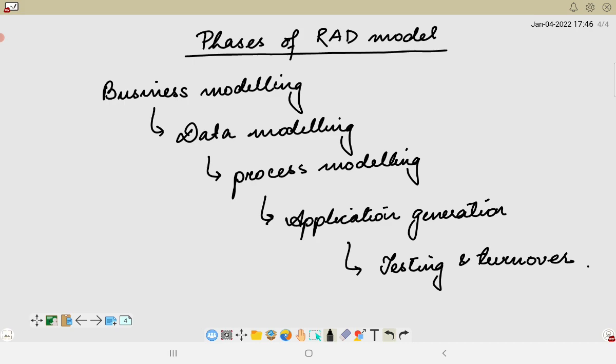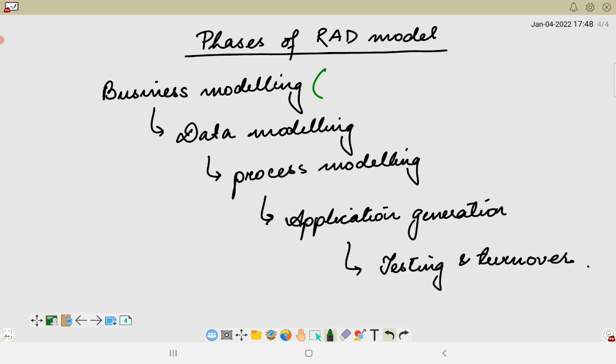So let us first focus on the first one, the business modeling. In this phase, the business functions and the product scope are decided during various meetings between the requirement planning team and the client team. So this stage is similar to the conventional software requirement gathering and analysis stage in the conventional waterfall model.